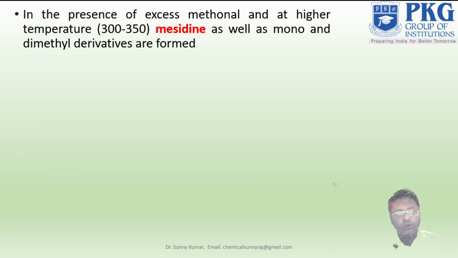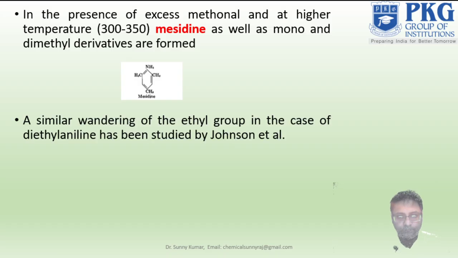In the presence of excess methanol and at high temperature, instead of 250, we raise the temperature up to 300 to 350 degrees centigrade. Then mesidine as well as mono and dimethyl derivatives are formed. You are seeing on the benzene ring that these 3 methyl groups are attached. So the mono and dimethyl derivatives are formed as shown in this example.